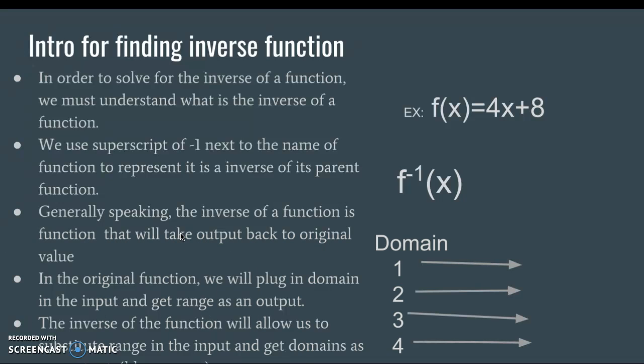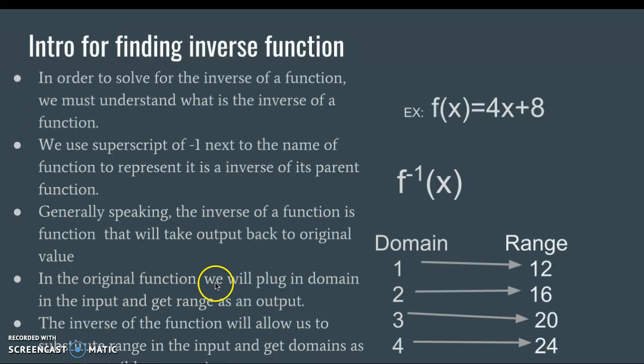Let's first look at our domain and range. If we plug in 1 as our x, we get 1 times 4 equals 4, 4 plus 8 equals 12. We substitute 2 into our x, we get 4 times 2 equals 8, 8 plus 8 equals 16. And we substitute 3 into our function: 3 times 4 equals 12, 12 plus 8 equals 20. And 4 times 4 equals 16, 16 plus 8 equals 24.